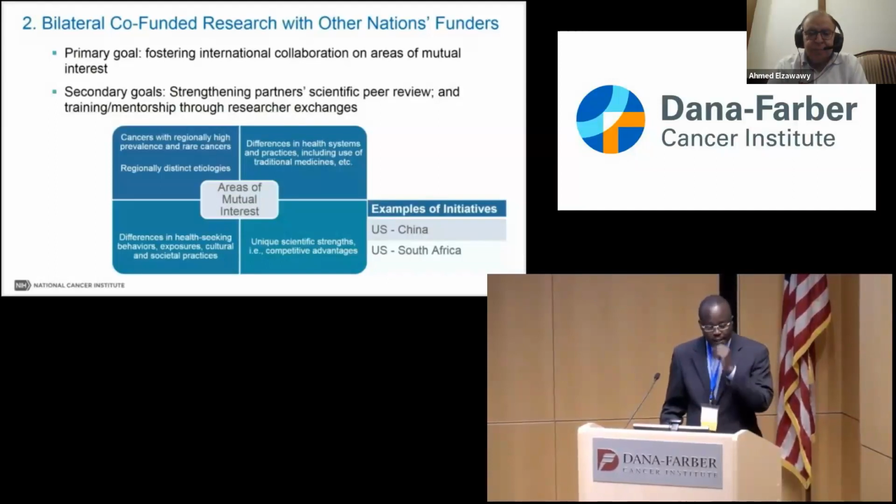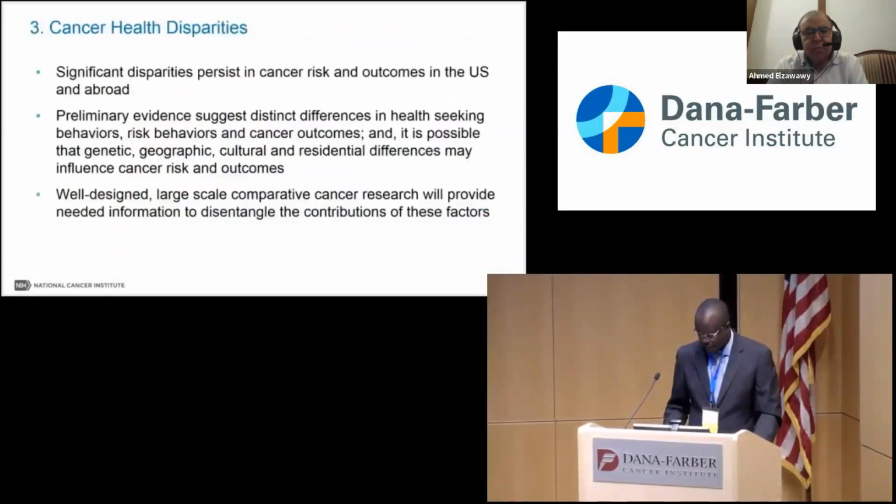And it has really worked well. A secondary goal for this program is, for example, to help strengthen the research grantsmanship in these institutions, where NCI has really played a big role in helping South Africa bring up their own research and strengthen their own research cultures locally.